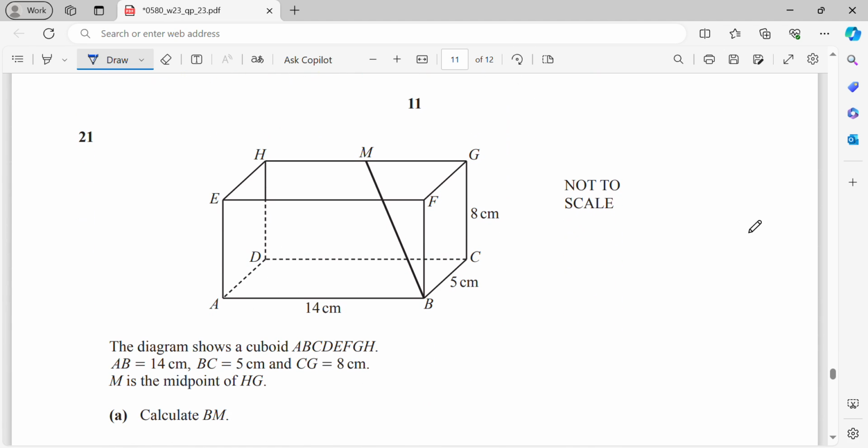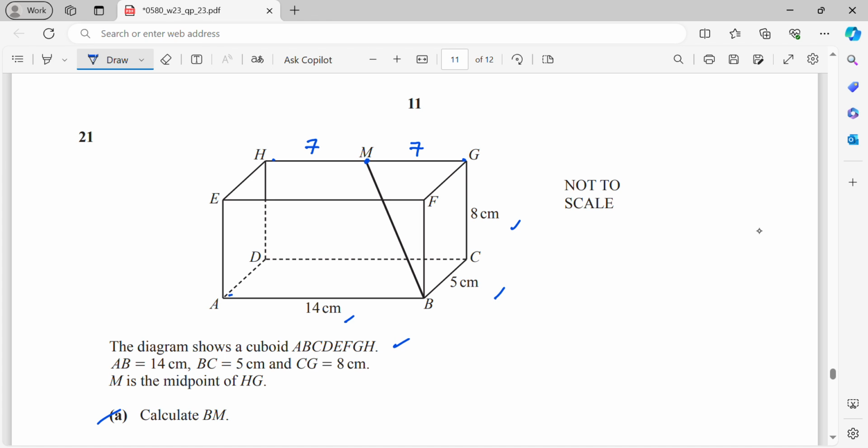Okay, now next question, question 21. The diagram shows a cuboid, right? AB is 14, BC is 5 is given, CG is 8 centimeters, M is the midpoint of HG. Okay, so HG is the same as AB, the length, which means when M is a midpoint, I know that HM is 7, MG is 7 centimeters.